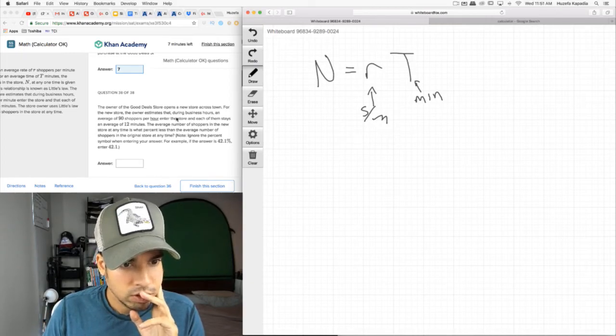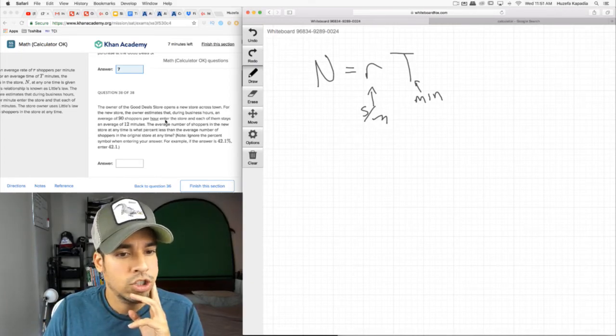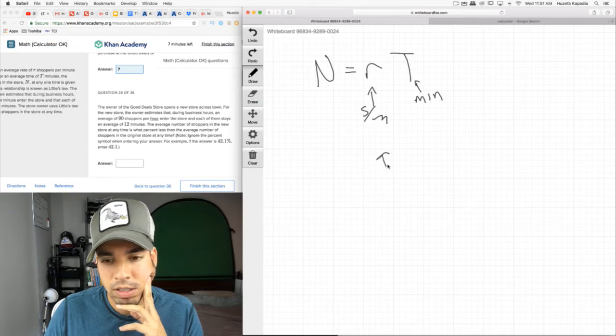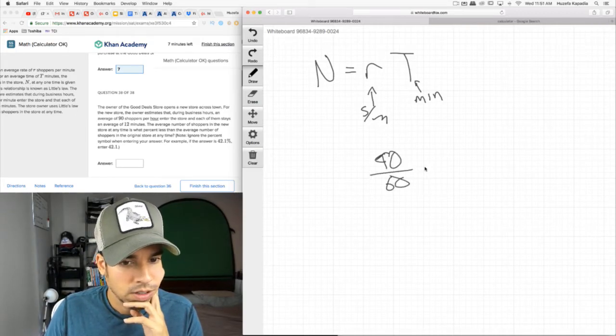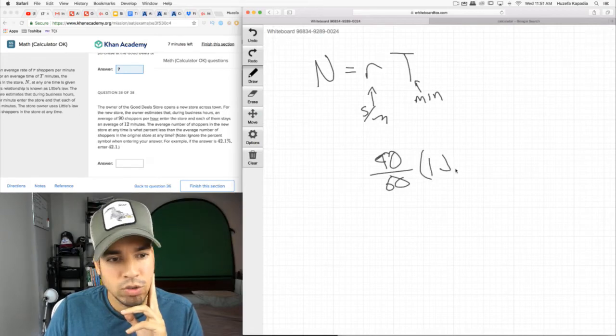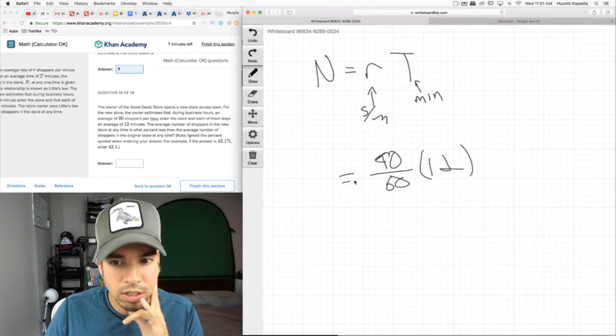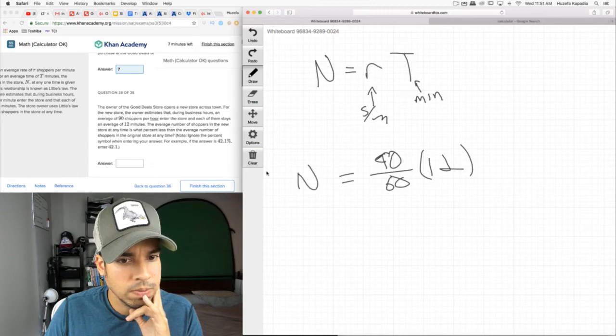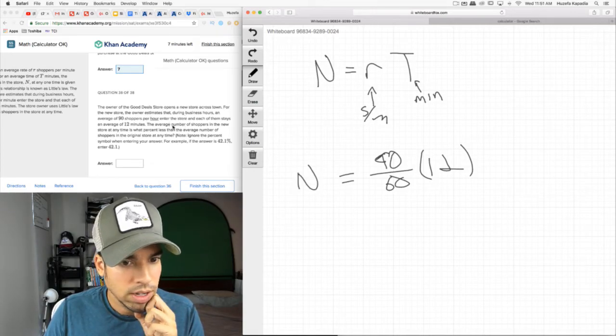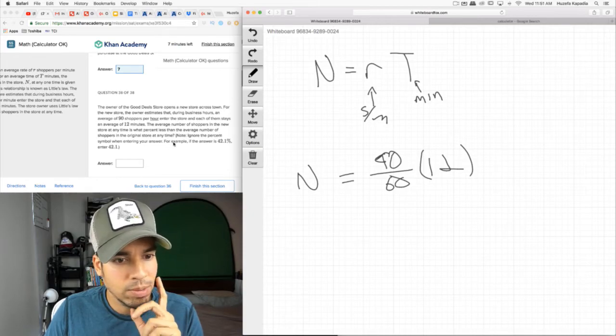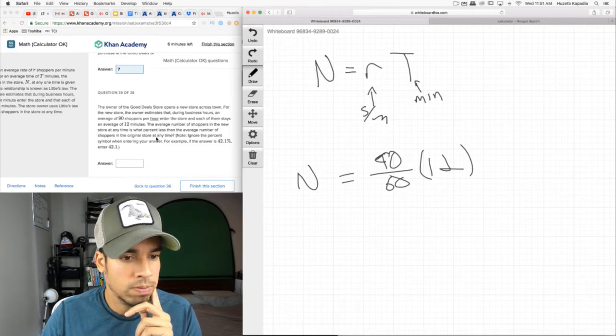So for a new store, the owner estimates that during business hours, an average of 90 shoppers per hour. So that's 90 over 60, so that's R. And they each stay an average of 12 minutes. The average number of shoppers in the new store at any time is what % less than the average number of shoppers in the original store.